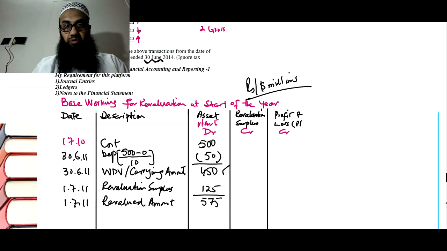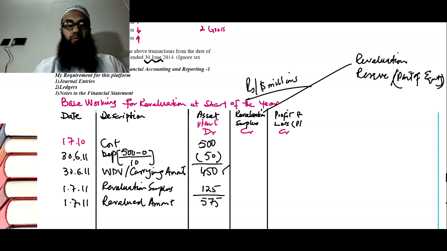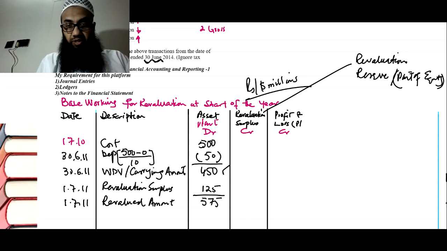This revaluation surplus, also called revaluation reserve, is part of equity. The equity part of 125 increased, so your 125 of revaluation surplus came.